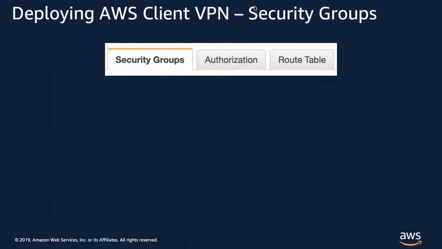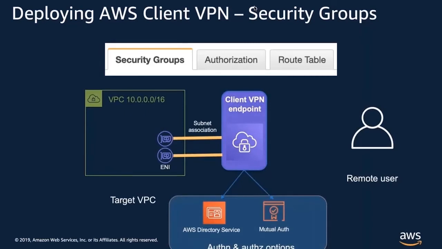But there's 3 final steps that we need to complete to actually be able to decide what the users can connect to. These are security groups, setting up our authorization, and finally deciding on what we want the users to be able to route to. So let's start off with security groups.